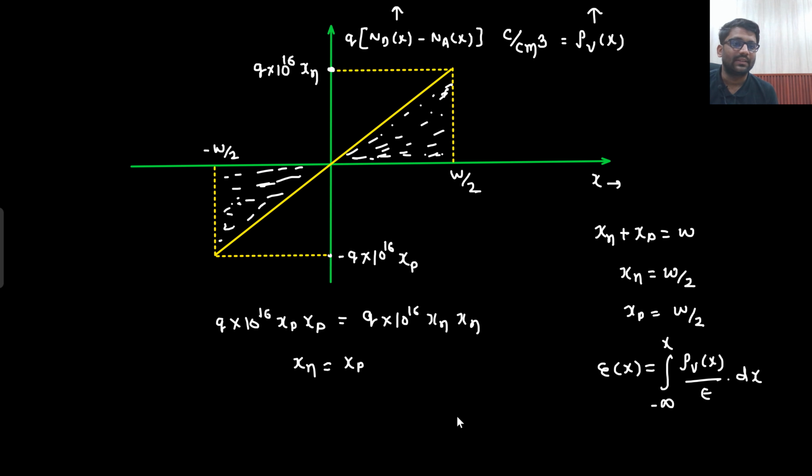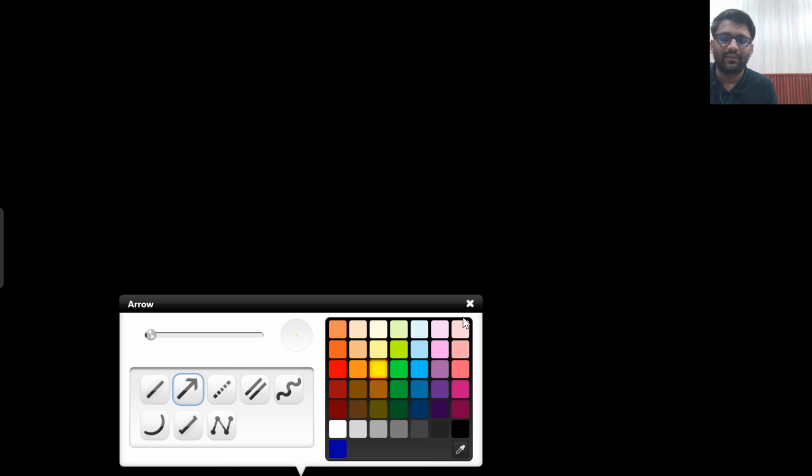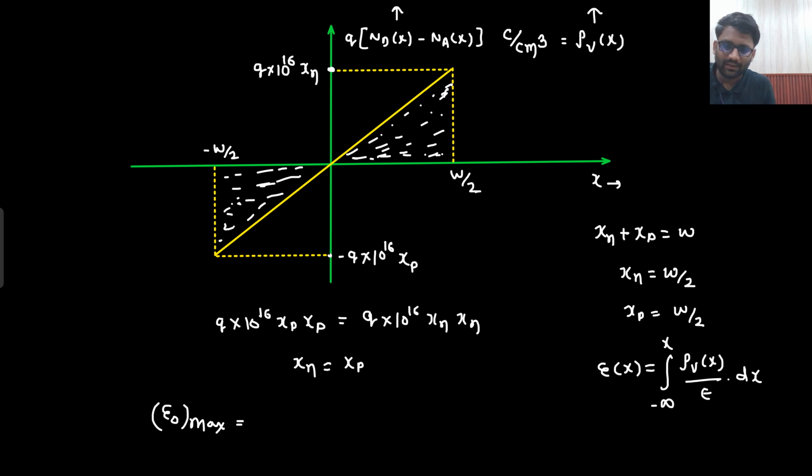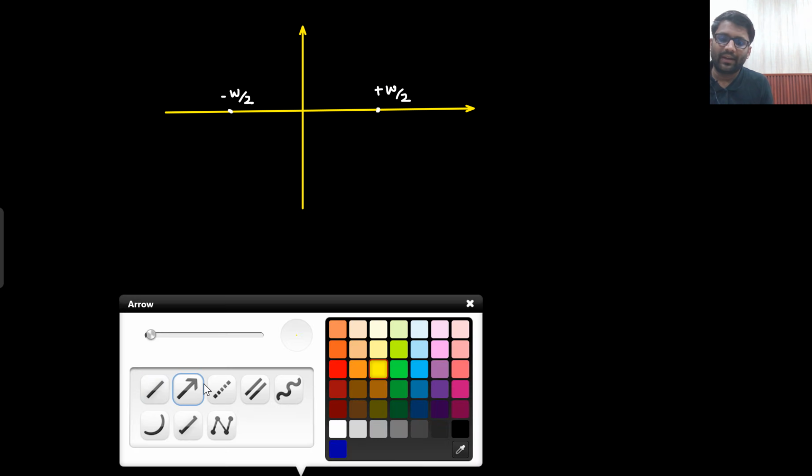So what do you think, what will be the answer? Sir, the maximum electric field would simply be either this area or this area. Are you able to understand this point or not? Either this area or this area, because both areas are equal only. Let's draw the electric field graph. How would I draw it? I simply need to integrate with respect to x and then divide by epsilon. That's it. So let's start integrating. This is minus W by 2 and this is plus W by 2. So till minus W by 2 everything is 0.